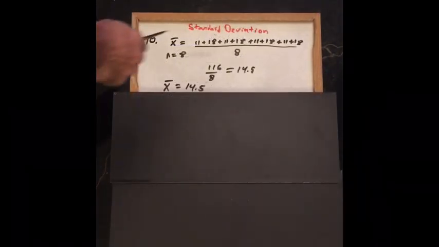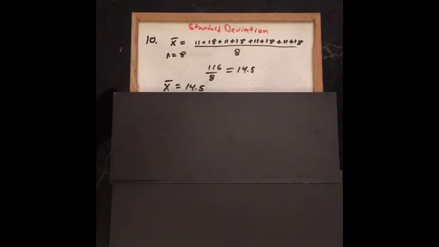For problem 10, we're going to find the standard deviation one more time. So here I found x bar, or the mean, where n equals 8. Add them all up, divided by 8. You get 116 over 8, or 14.5. So the mean is 14.5.